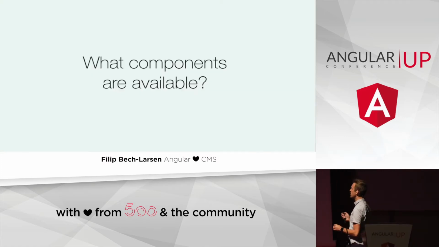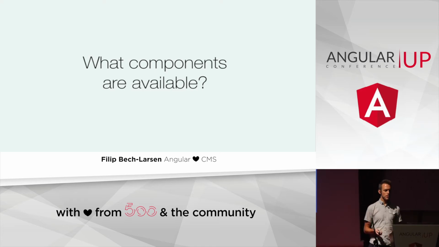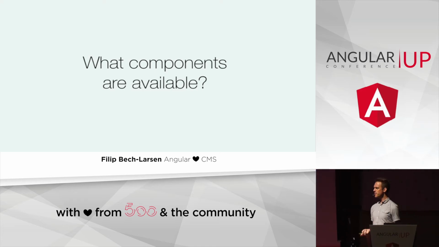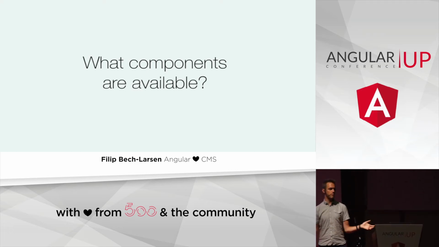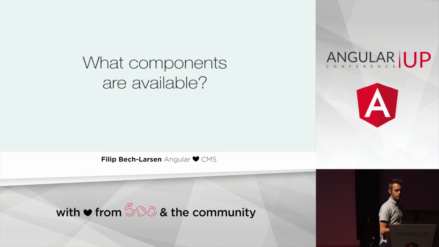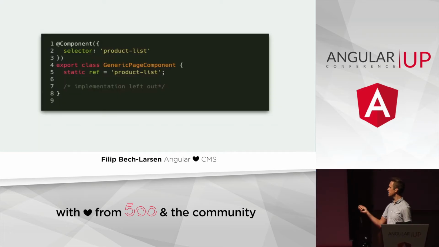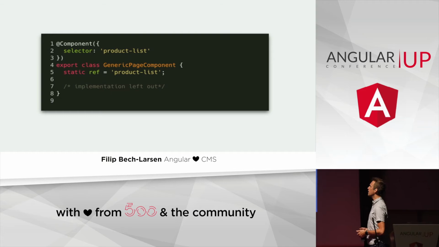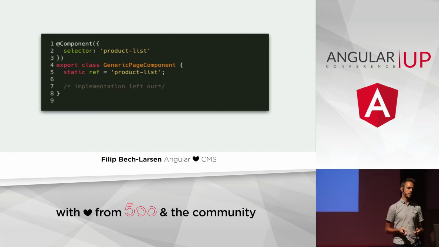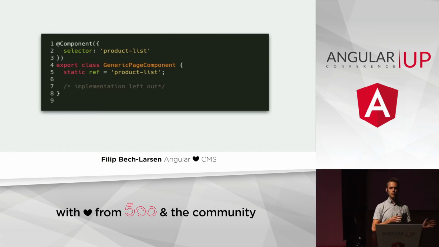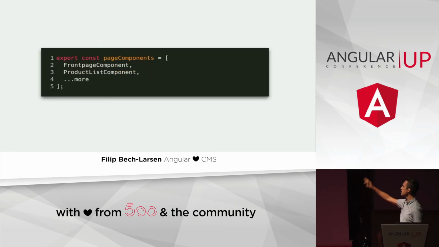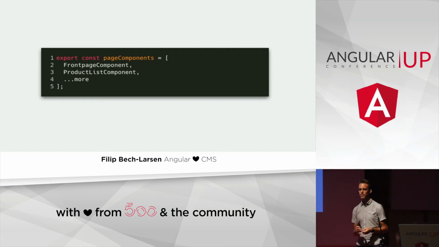So this begs a question: what components should be available? I thought about this a little bit, because obviously we don't want to be able to bootstrap individual small implementation detail components as if they were page templates. So I came up with a solution where I put a static name, or I called it ref, on any class that would, and this would contain the string that the CMS would know. So this would be front page or product list or whatever it would be. And then I just make a list that contains all the components that should be available this way.